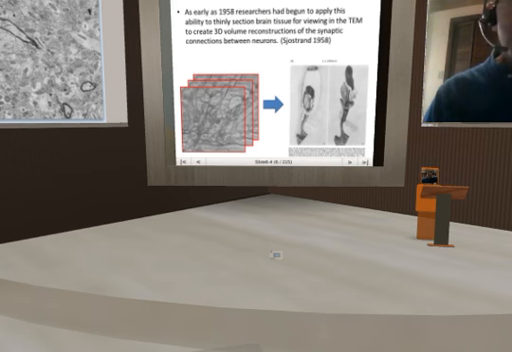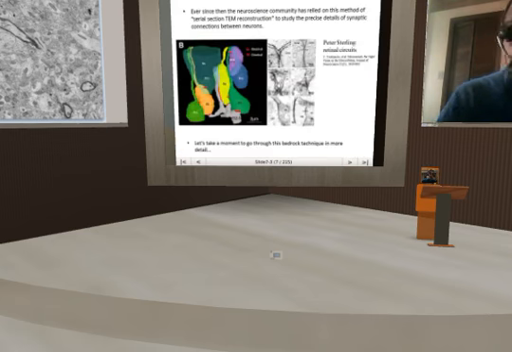Okay. So as early as 1958, researchers had begun to apply this ability to thinly sectioned brain tissue for viewing in the TEM to create 3D volume reconstructions of the synaptic connections between neurons. And ever since then, the neuroscience community has relied on this method of serial section TEM reconstruction to study the precise details of synaptic connections between neurons. Because this is a very important technique, and because all of the other techniques that I'll be describing are using very similar technology, especially on the tissue processing side, I'm going to take a moment to go through this technique in more detail.